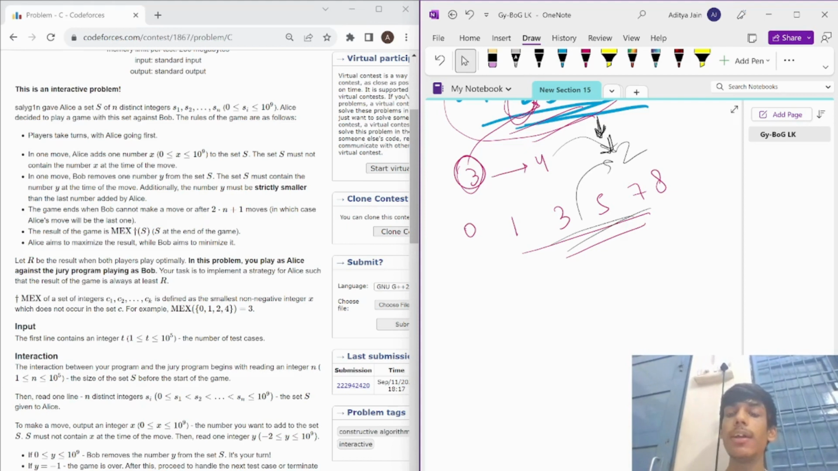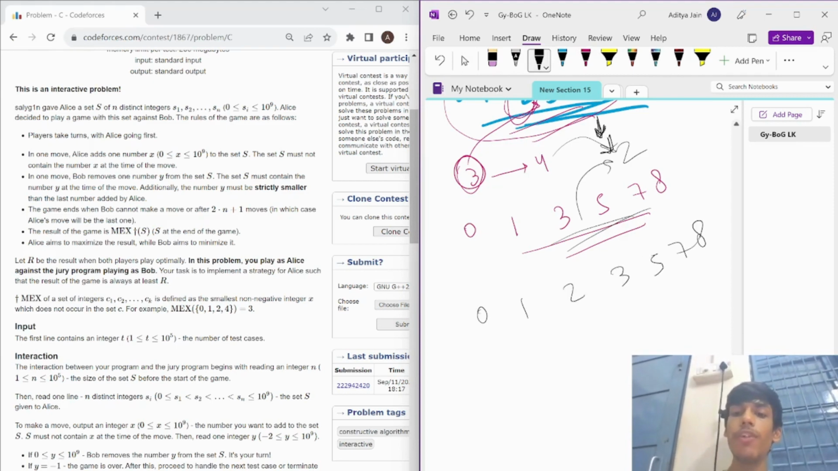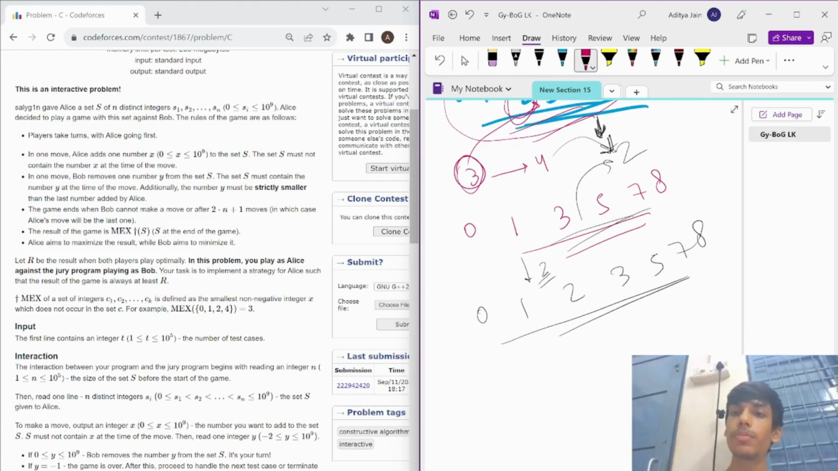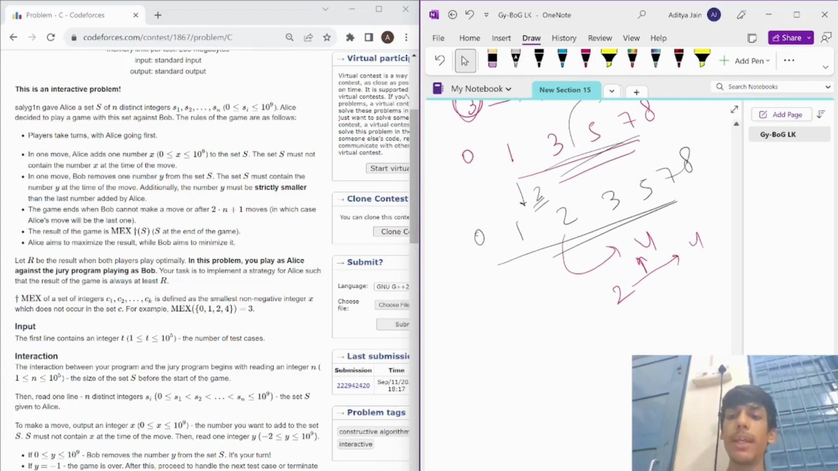Its max will remain 2, and the max won't increase. What Alice wants is to maximize the max of this array. So what will Alice do? She will insert 2 in this array. So if Alice inserts 2, what is the max of this array now? Its max is again 4. So the max increased from 2 to 4. Do you understand? Whatever Bob is removing, Alice will add the same number in order to increase the max.